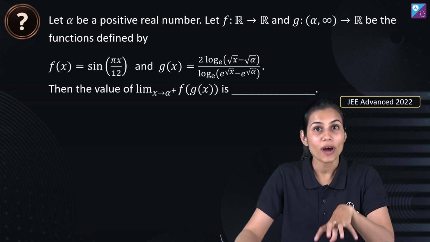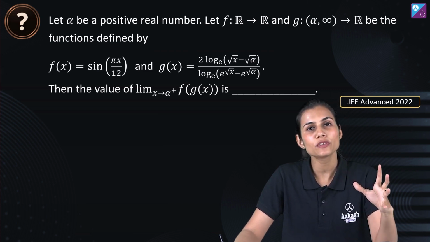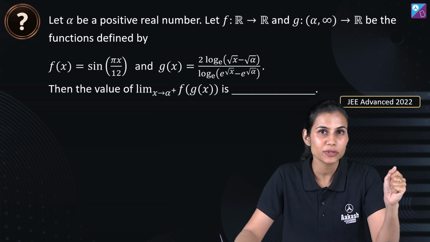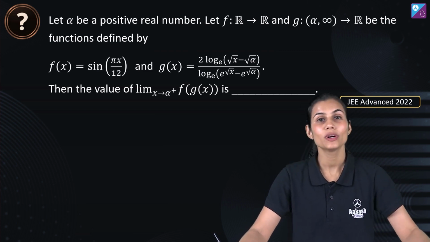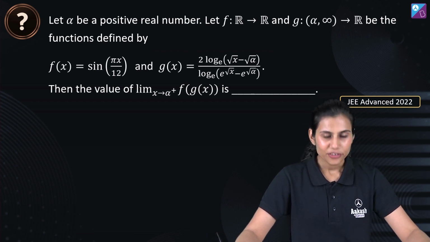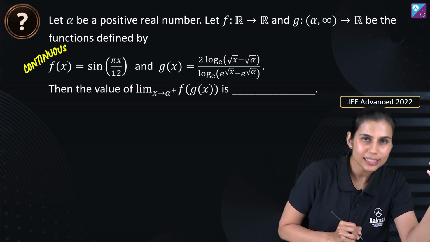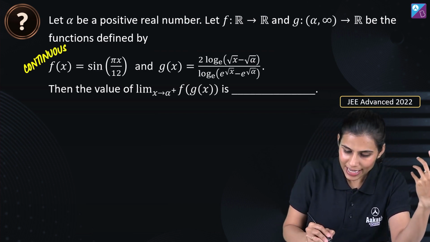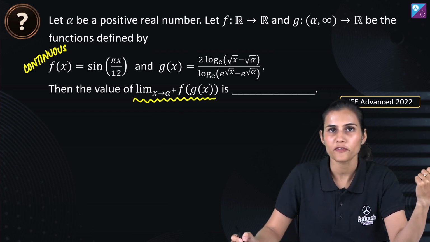exam. It's a wonderful question, a must-do question. It's based upon a beautiful and conceptual idea of continuity as well as the LH rule. Let's quickly see how to attempt it, how you are supposed to attack it. Here, f is given to be the sine function, which we all are aware is definitely continuous. And what are we supposed to find out? Limit x tends to alpha from the positive of f of g of x.